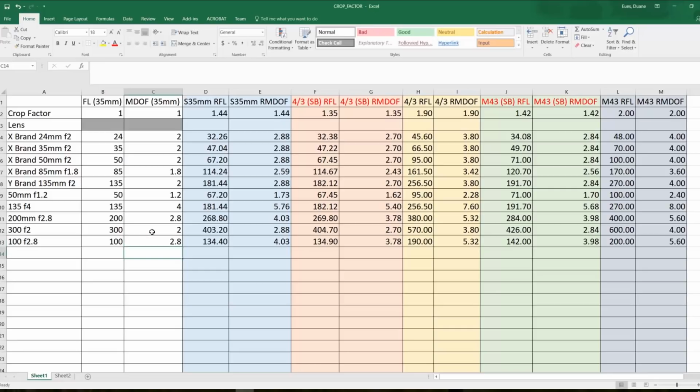Okay, if you're doing a headshot, like head and shoulders headshot on each different camera with each different crop factor, the crop does affect what you're going to get, okay? That's assuming that you're reframing the shot to look the same, okay?